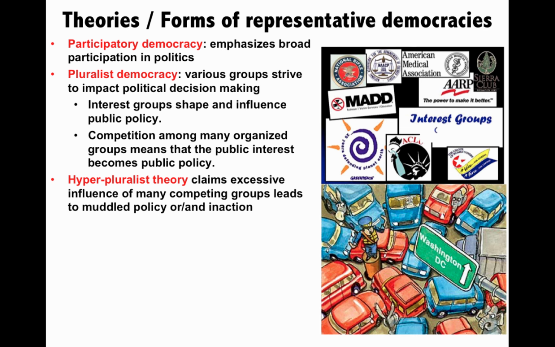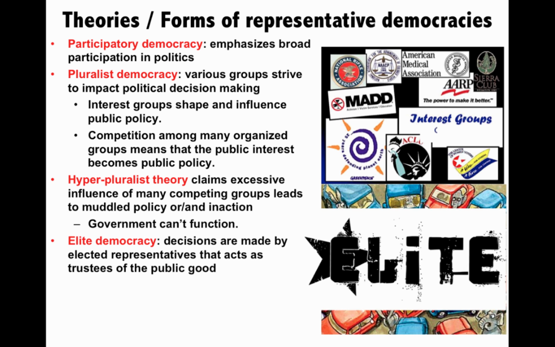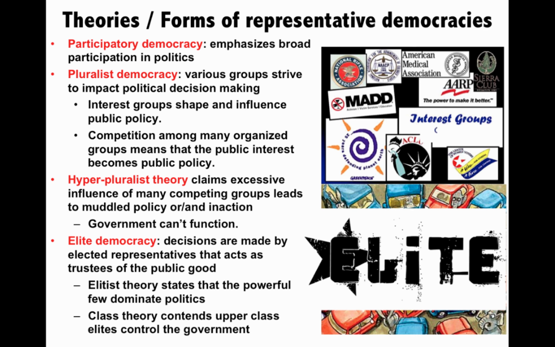Now, hyper-pluralist theory claims excessive influence of many competing groups leads to muddled policy and or inaction. And so basically this is pluralism gone bad. Government fails because too many groups are trying to influence policymakers, and politicians are trying to make every group happy, so nobody becomes happy and nothing gets done. It leads to gridlock and government can't function. Now, elite democratic theory basically states decisions are made by elected representatives that act as trustees of the public good. Elitism says that not all groups have equal access. The wealthy have more power, and there's a class theory that contends the upper class elites control the government. The wealthy, the rich, they have way more power and they're able to shape policy as a result.